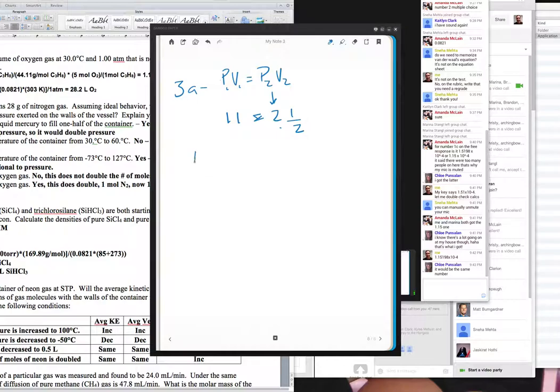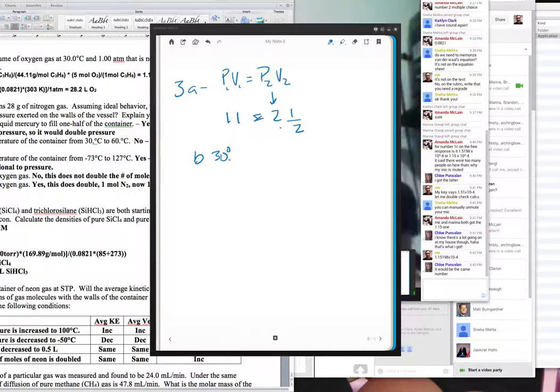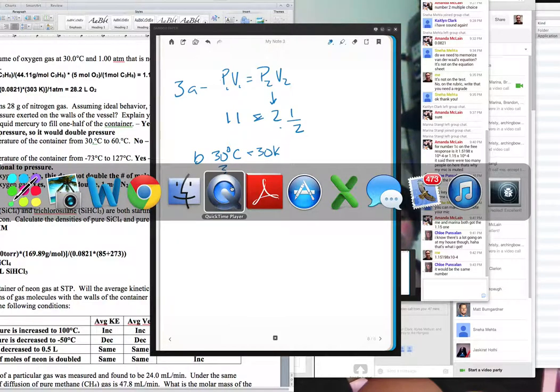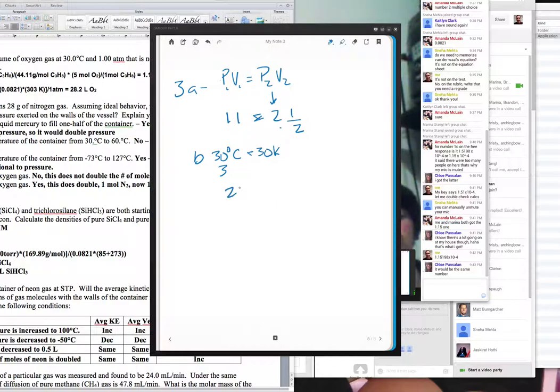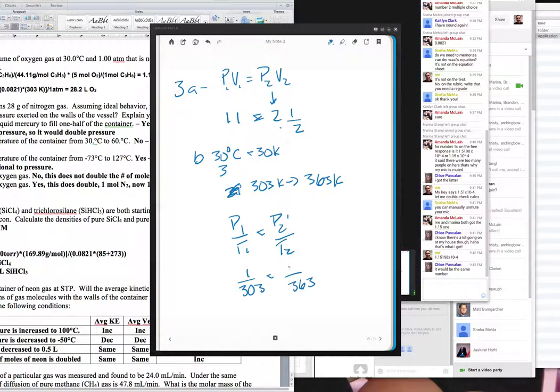For 3B, you increase the temperature by 30 degrees. Celsius, that's one thing, but for Kelvin, which is what we use, a 30 degree Celsius change is equal to 30 Kelvin, and the original temperature is 303 Kelvin, and we're going to 363 Kelvin. So that doesn't do it, because P1 over T1 equals P2 over T2. So 1 over 303 is equal to whatever that pressure would be over 363. Obviously, you don't have to double it. Does that make sense?